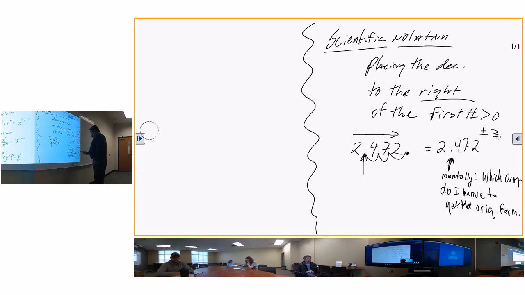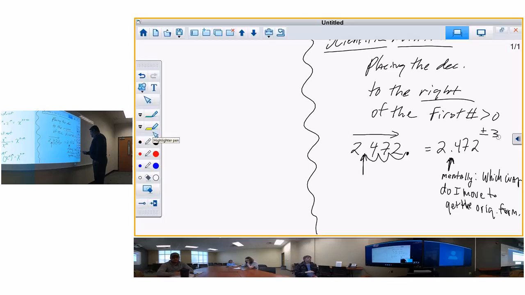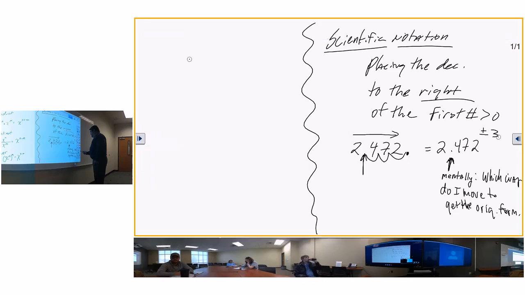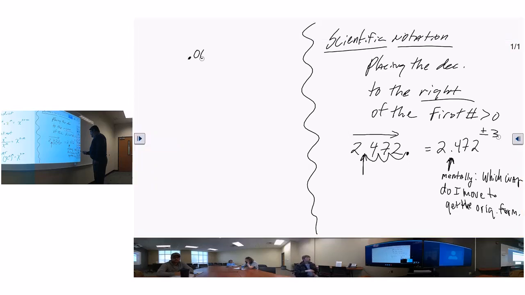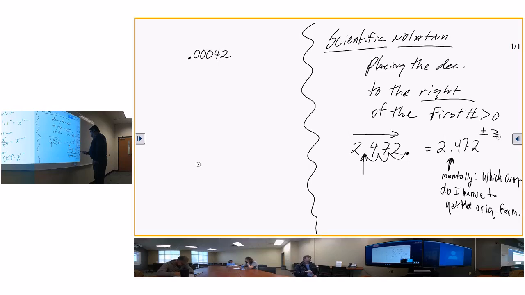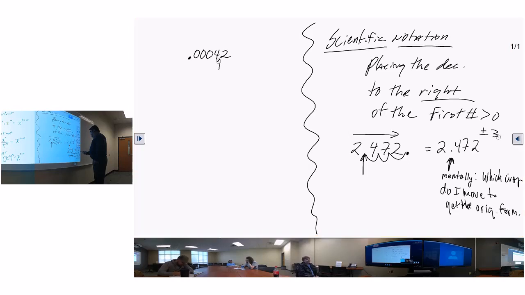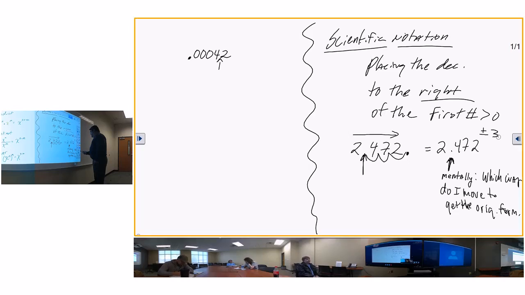And you will be surprised on how many people have always screwed up scientific notation. You don't have to say anything. You don't have to raise your hand. There's a lot of people that have always screwed it up. So, 0.00042. Okay, where's the decimal? You see it. It's right there. Where are you going to put it? Between the 4 and the 2. Good, because you're putting the decimal to the right of the first number greater than 0.